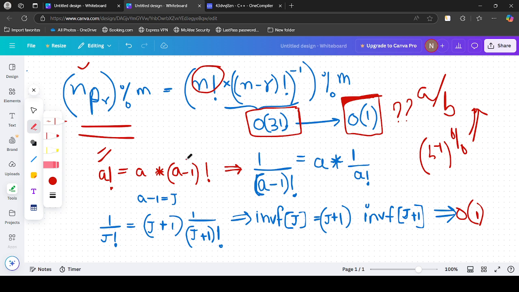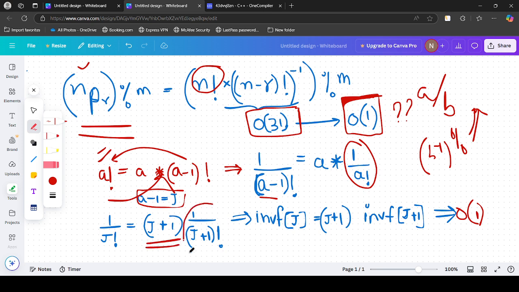So if we try to take a factorial of this, it can be written as 1 by (a minus 1) factorial is equal to a into 1 by a factorial. So if we write a minus 1 as j, it is 1 by j factorial is equal to (j plus 1) into 1 by (j plus 1) factorial. So the main idea here is to reduce the time complexity to find an inverse mod m.